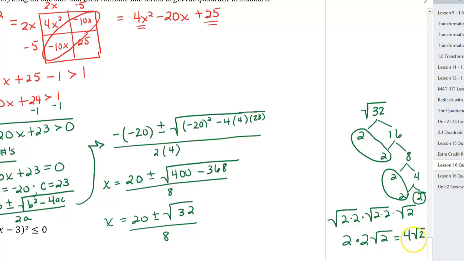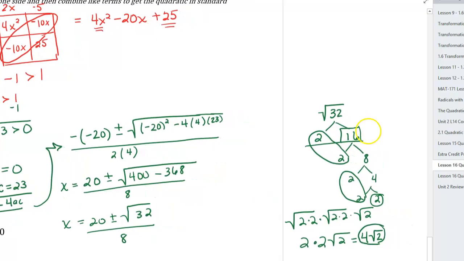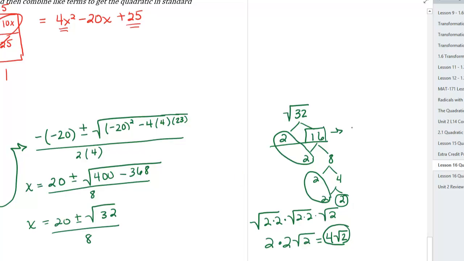Let me pause for just a minute here too. As you do this factor tree, you might start to see another pattern. If I stop right here, notice that 16 is a perfect square. So once you find a perfect square, you could have stopped here and said the square root of 16 times the square root of 2. And the square root of 16 is 4. And so that would have given us that same 4 times the square root of 2.